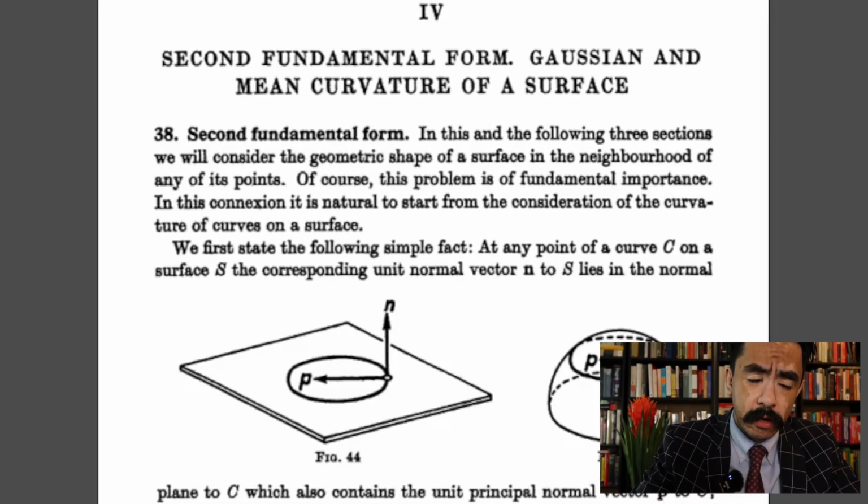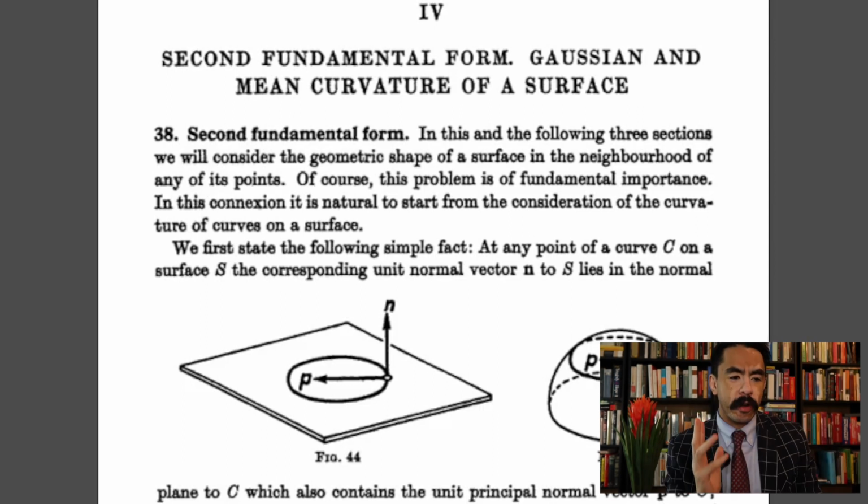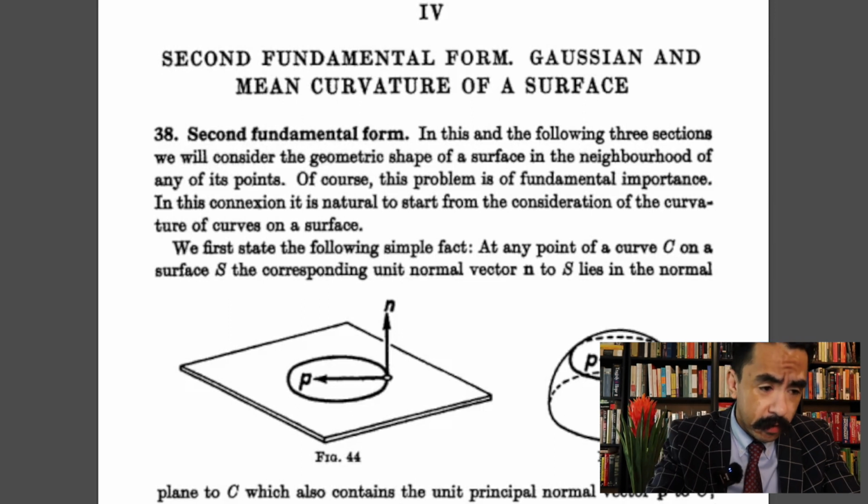And in the previous chapter, chapter 3, we also, if you didn't catch it from a little bit of the comments, went over the basics of tensor calculus. So we are now in chapter 4, second fundamental form, Gaussian and mean curvature of a surface. Section 38, second fundamental form.